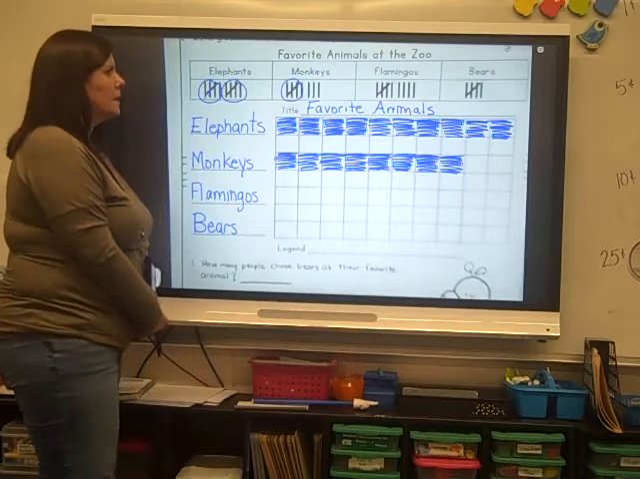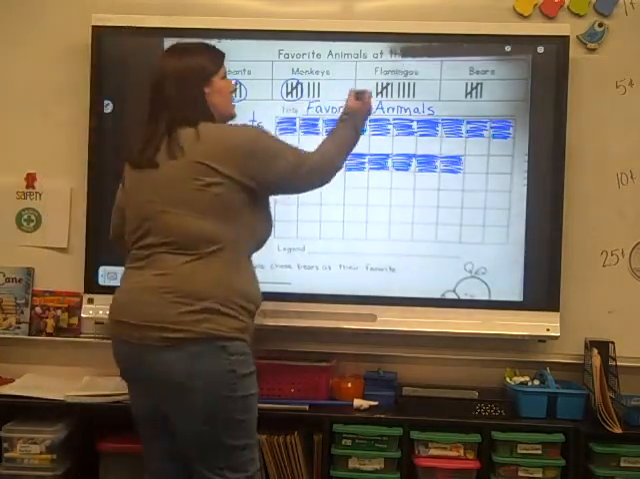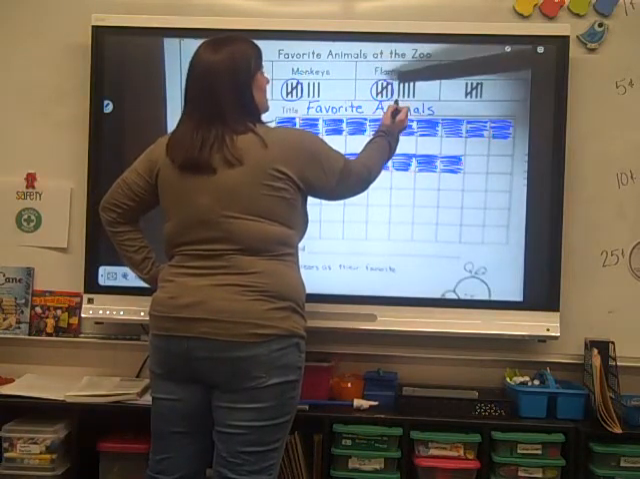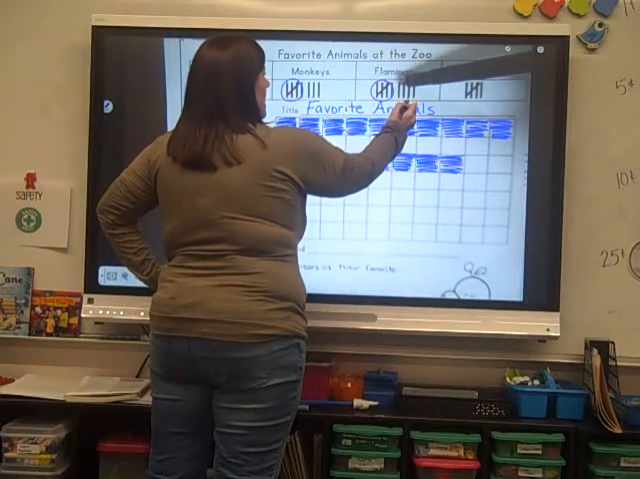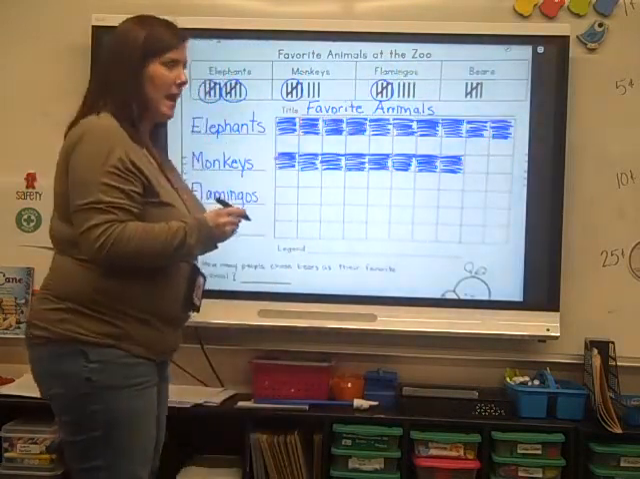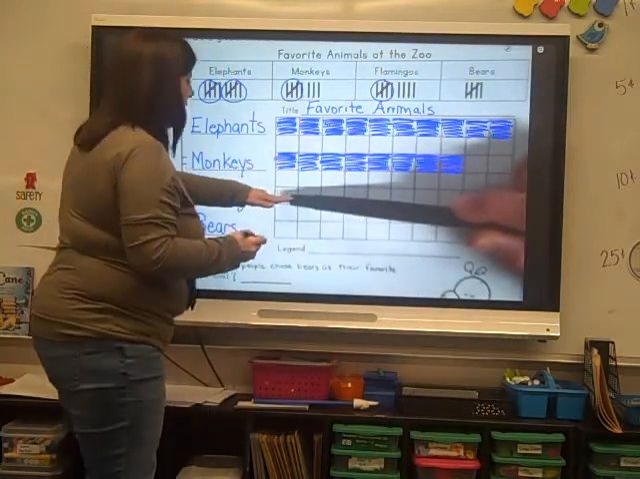All right. Now let's do our flamingos. I see that cross, so that's 5. That's a group of 5. So let's count. 5, 6, 7, 8, 9. So flamingos got 9 votes. So skip a line, let's do 9. Ready?